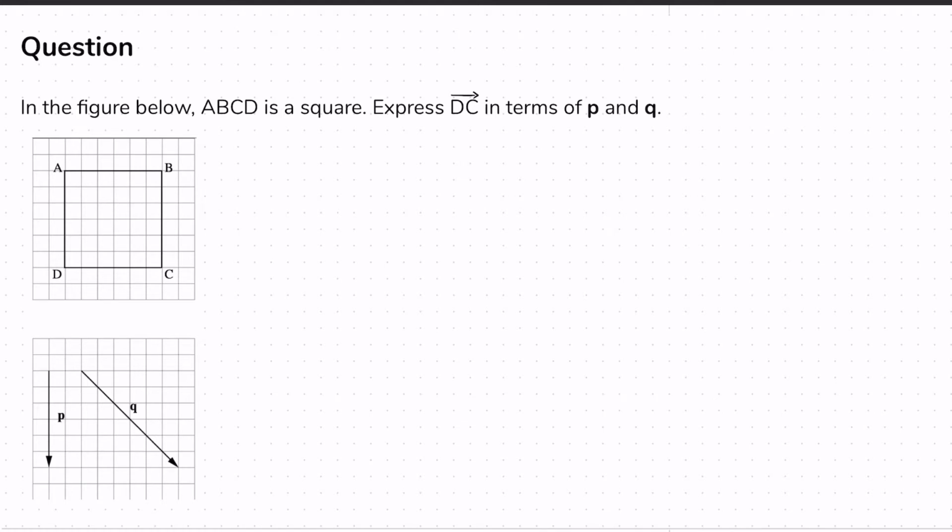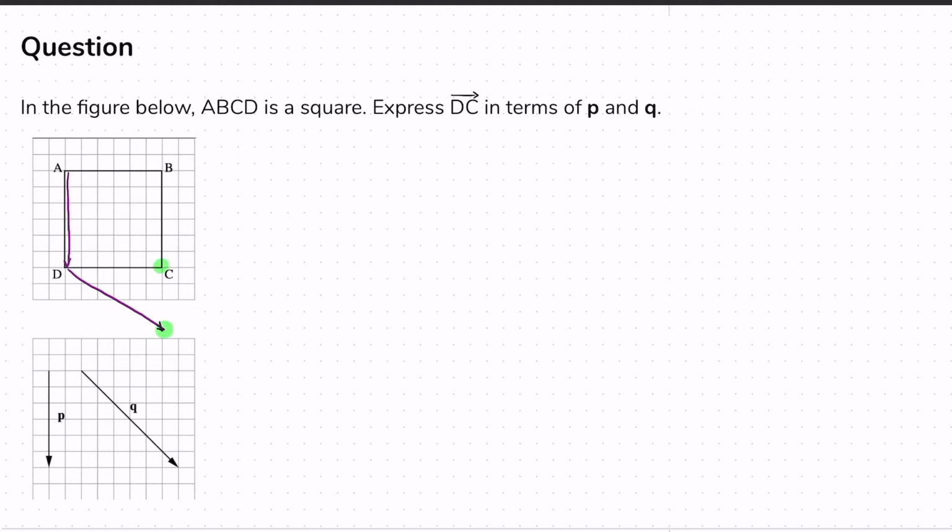Now below we've got a square, ABCD, and it's asking us to express DC in terms of P and Q. So remember, when we add vectors together, we just go tip to tail. If I were to just go P then Q, let's do this just to the side, P goes down there, and then Q would go right down there somewhere. So what I'm going to do instead, how can I get this to finish here?